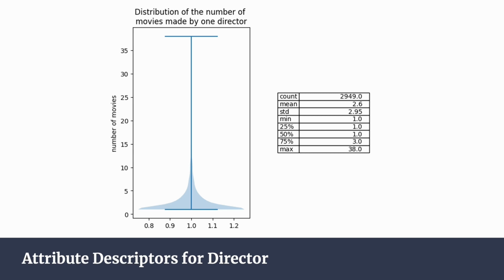And here we have a plot showing the movies made by one director. So you can see the amount of movies made by one director is around 2.6. However, there is a standard deviation of up to 3 movies. And this is just the amount of movies that they've made.